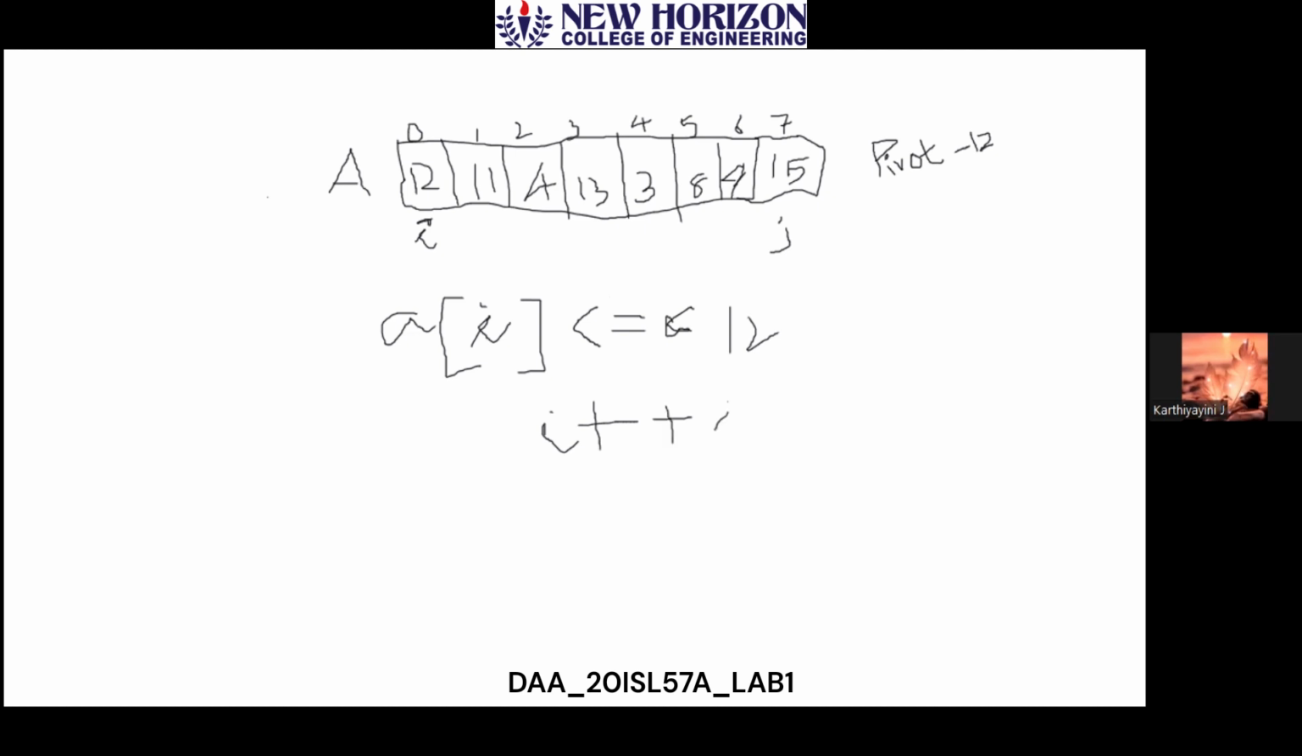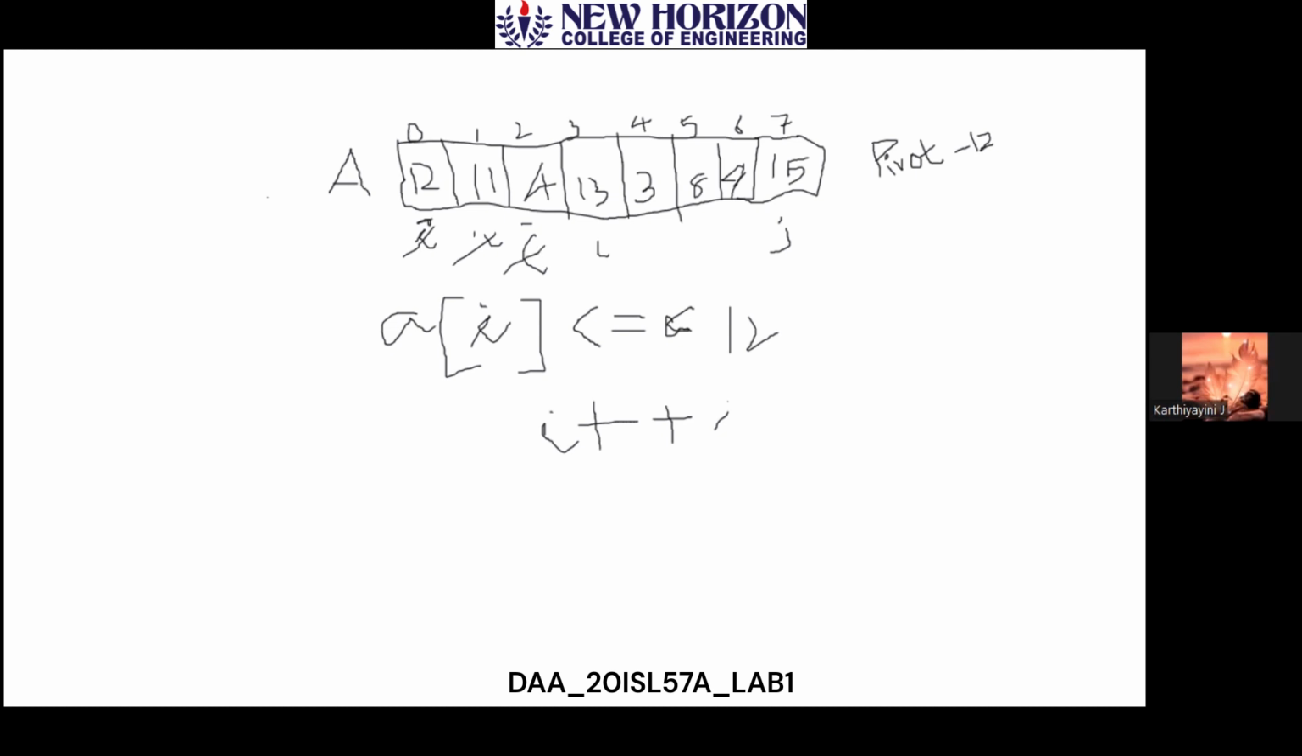Now you compare. This first element is less than or equal to, so I have to increment my i. Yes. Now again, a of i is 11. 11 is less than or equal to the pivot, yes, so again you have to increment i. No need to change. Again, same: 4 is less than or equal to 12. Yes, so increment i.